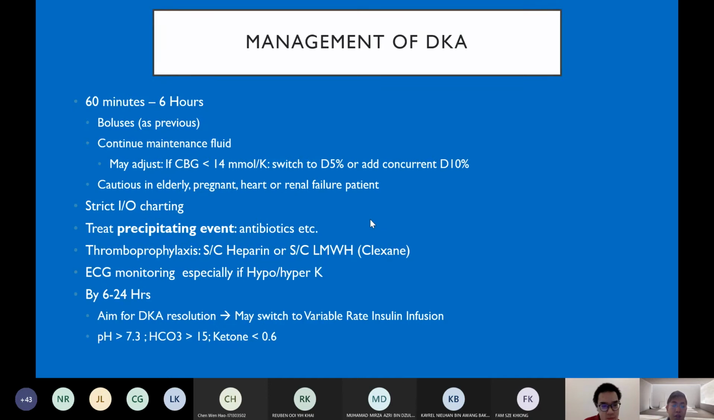So ideally, you should target for your DKA to resolve within the first 6 to 24 hours. And beyond that, after you have resolved the ketoacidosis, you can switch the insulin rate infusion to a variable rate. And resolution of the DKA is defined by pH of more than 7.3, bicarb of more than 15, and ketone of less than 0.6.